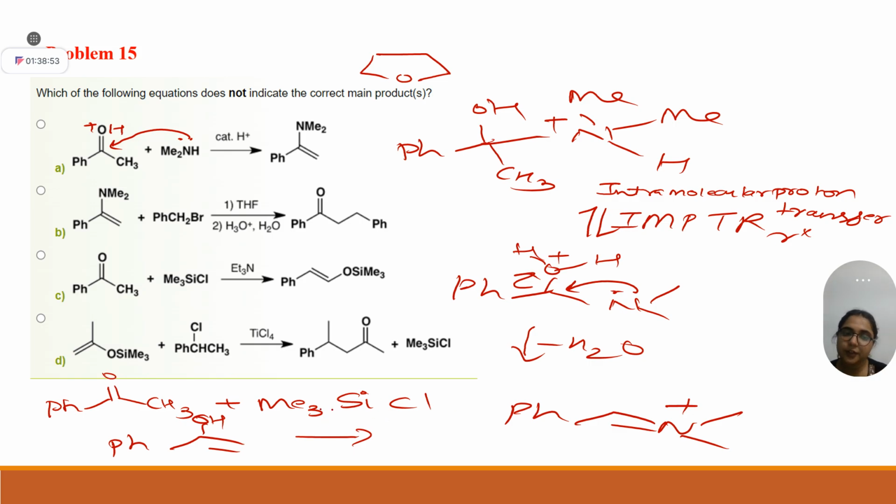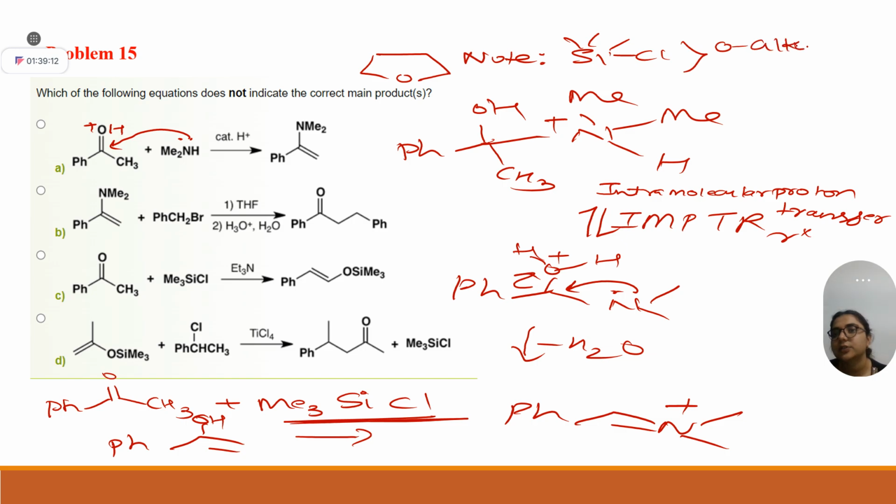Students, whenever you are given trimethylsilyl chloride, remember this. You can note it down in your copy also. Whenever you have trialkylsilyl chloride, O alkylation will take place, not C alkylation. You can read about this in Clayden. Okay. In option D, is this the correct product?